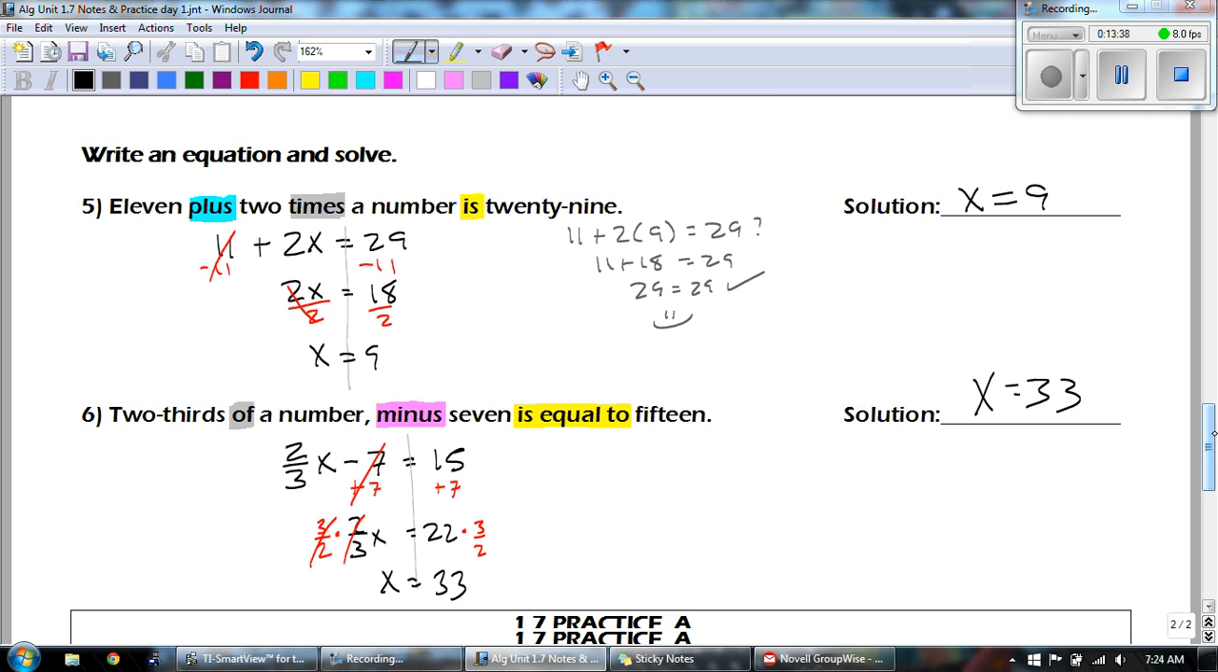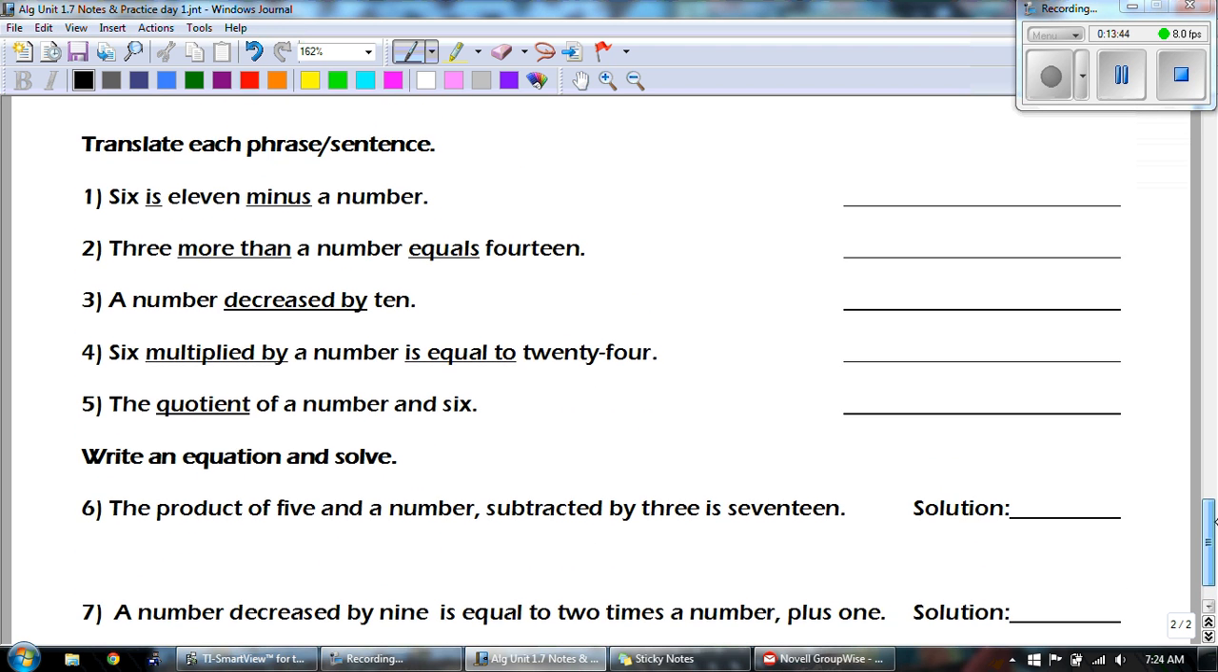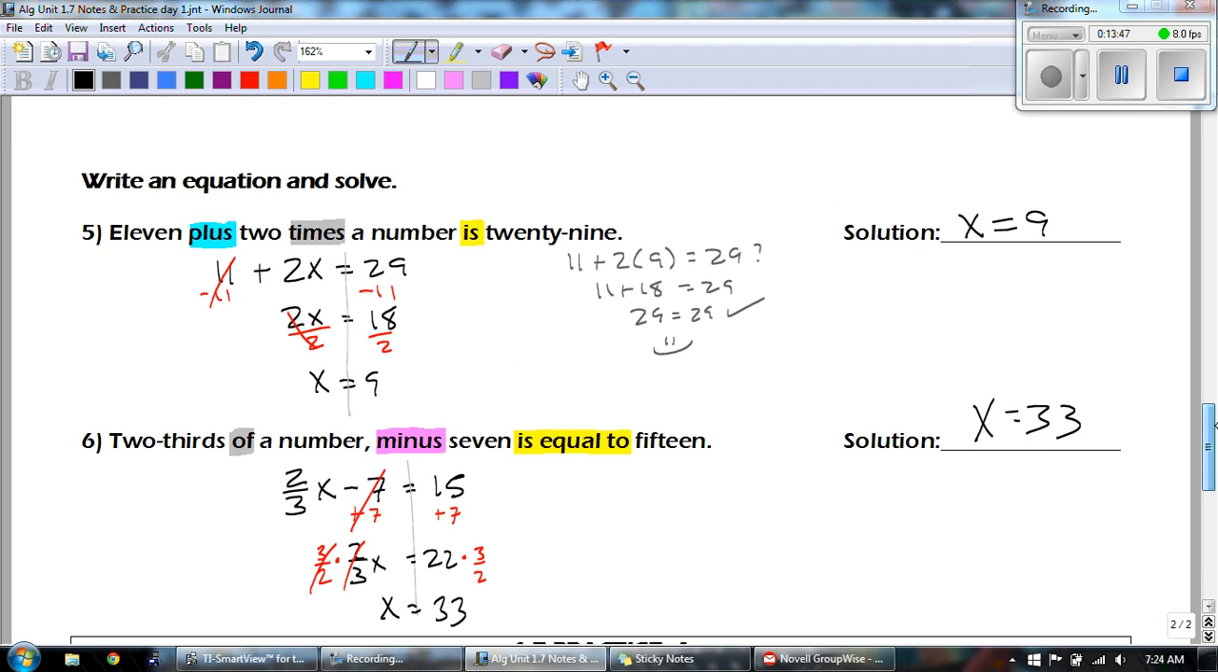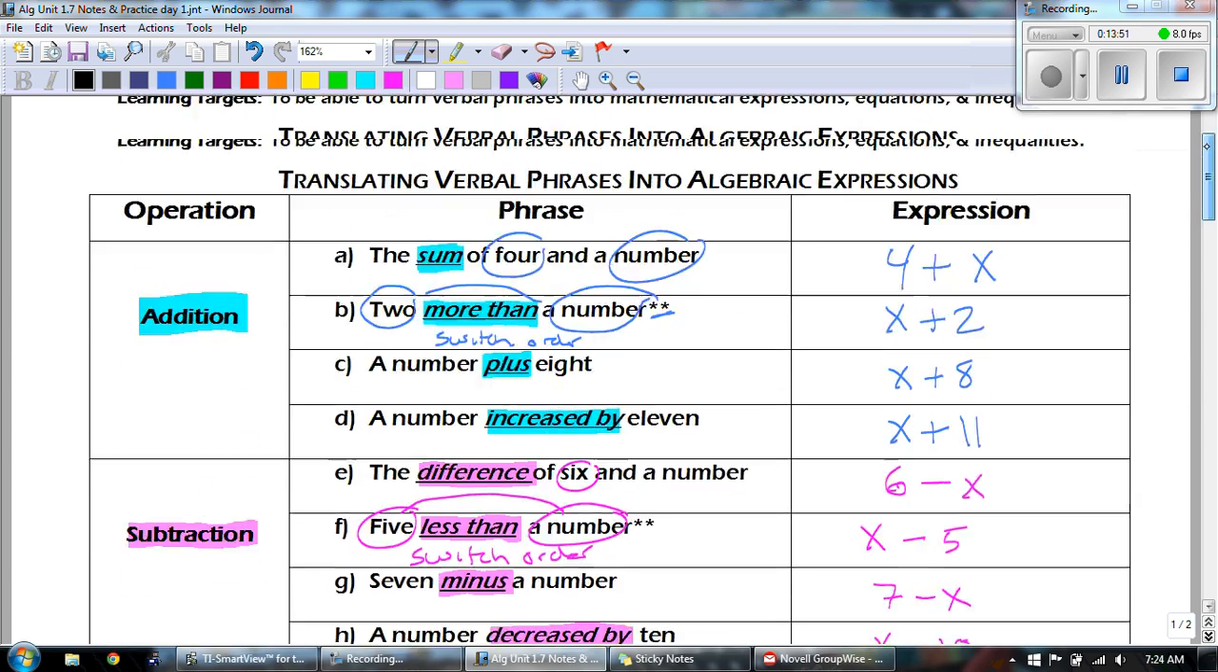Okay? All right, guys, your homework is the 1.7 practice A. It's right down here. And you're doing the exact same thing as what we did. So we have lots of examples for you guys to go back and look at.